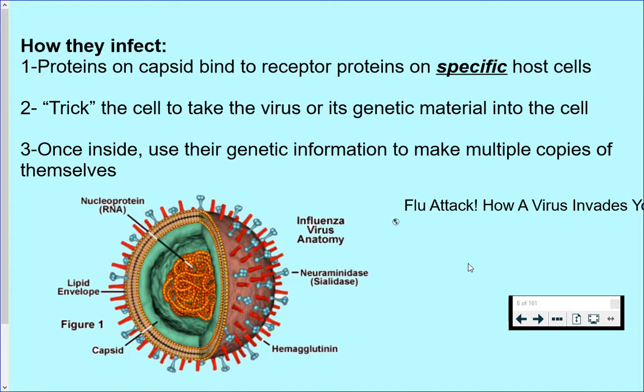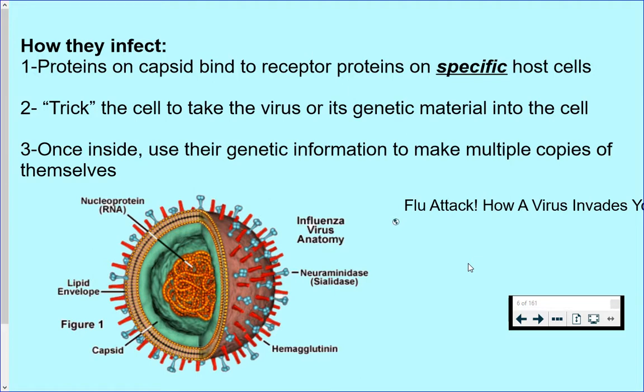So the capsid on the viruses have to match up with the proteins on the host cells, or they will not let them in. So viruses can only infect specific cells. So you can't catch any necessarily any cold that your dog might catch. They're very specific. By binding to those receptors, though, they trick the cell into letting the virus and its genetic material into the cell. And then once the virus is inside of the cell, it uses the cell's genetic information, kind of takes over the cell to make copies of itself.